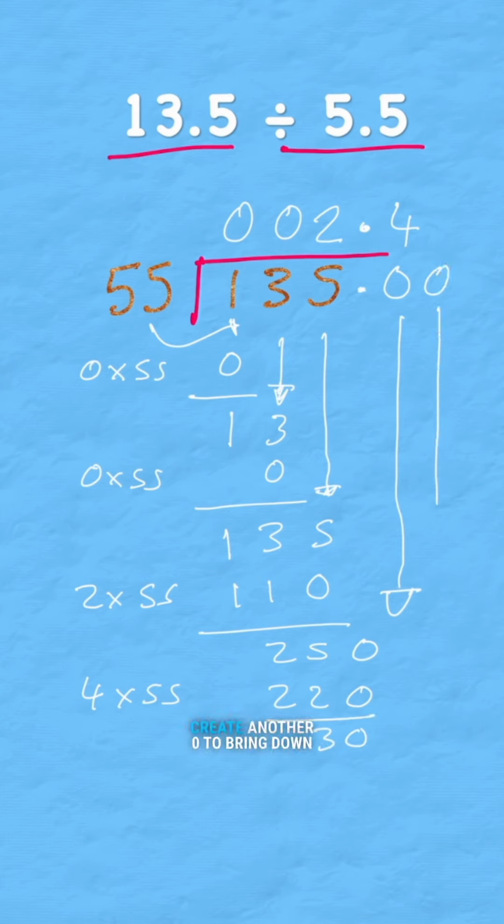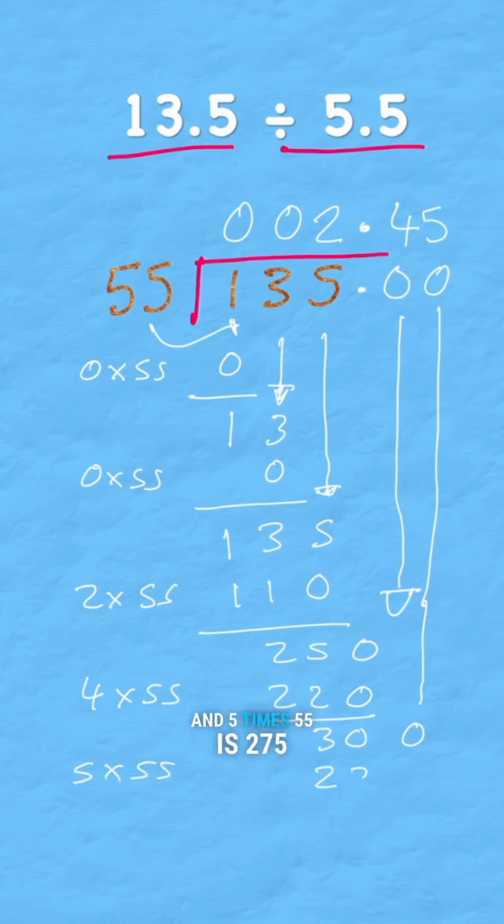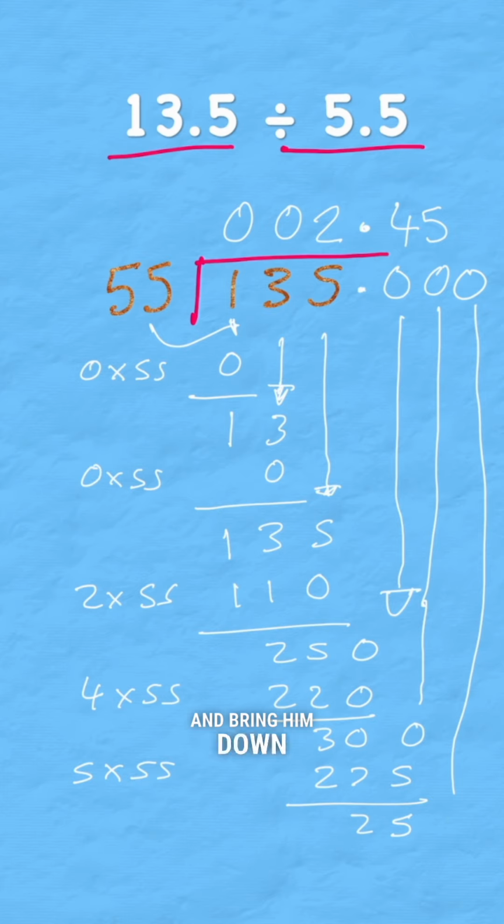Create another 0 to bring down. Now I have 300 divided by 55 is 5, and 5 times 55 is 275. 300 subtract my 275 is 25. Create another 0 and bring it down, and I have 250.